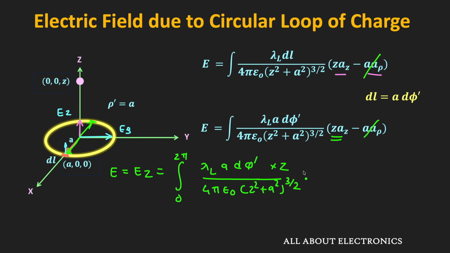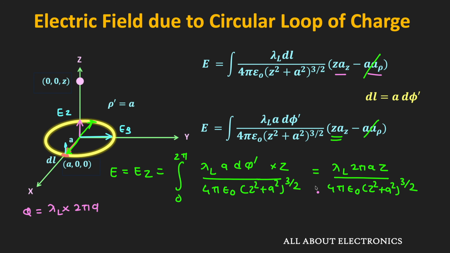2 pi. That means the overall expression will be equal to lambda L times 2 pi times a times z divided by 4 pi times epsilon naught times (z square plus a square) raised to 3 by 2. Now if you observe, this 2 pi a times lambda L is nothing but the overall charge of this circular loop, because we know that for the circular loop, whenever we have the uniform charge density, the total charge Q can be given as lambda L times the circumference of this loop, that is equal to 2 pi times a.